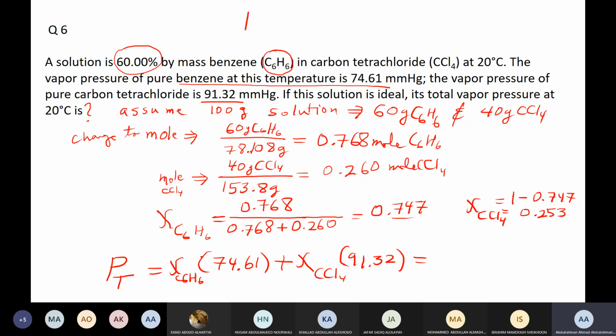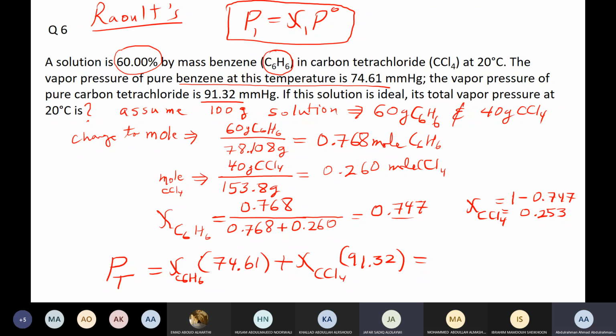Because actually we know that P is equal to the mole fraction times P0. What's this law called, by the way? What's the name of the law? Raoult's law. This one is for one liquid. If we have two liquids, I did exactly the same for two liquids. What's the answer then?